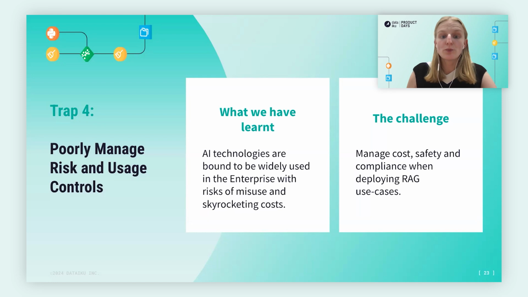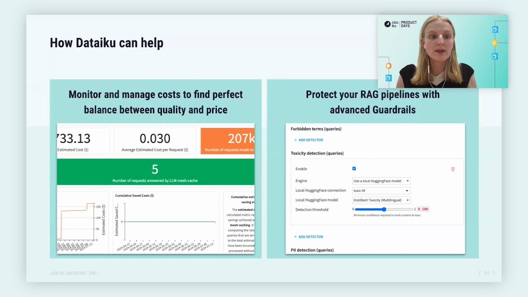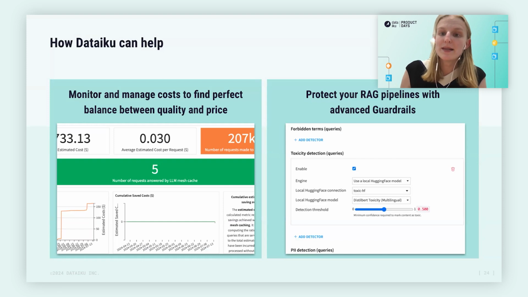Here, there is a clear need to put some guardrails to control both costs, but also usage when deploying RAG use cases. First, very important thing, in Dataiku, we are working for it to be very easy to monitor and manage costs in order to find the perfect balance between quality and price. So this comes with monitoring control dashboards that are very customizable, but also the ability to set up rules to monitor your budgets.